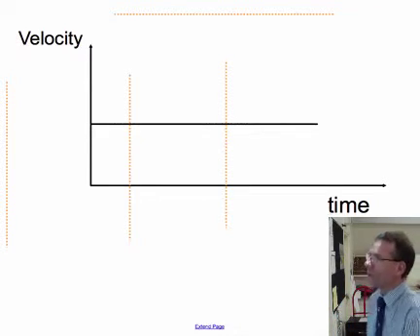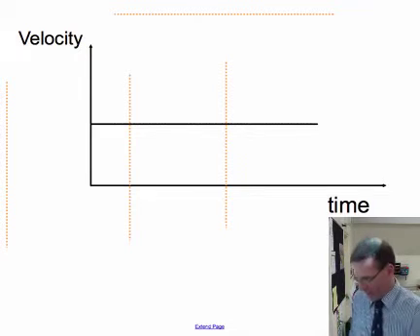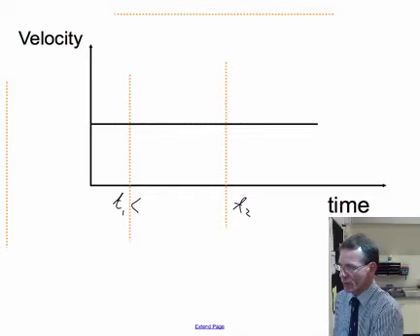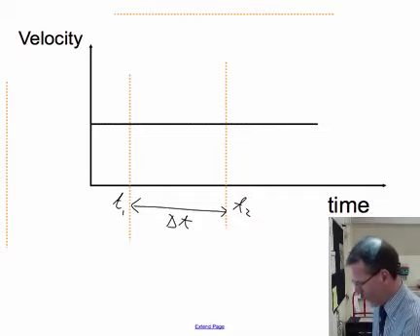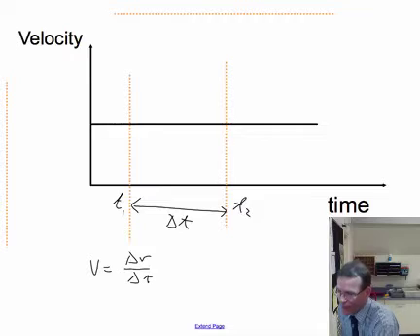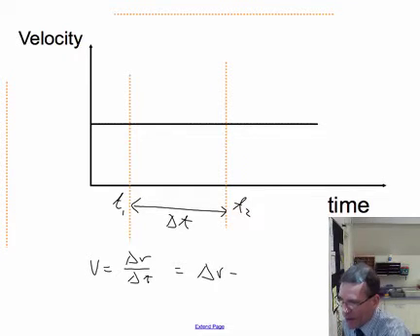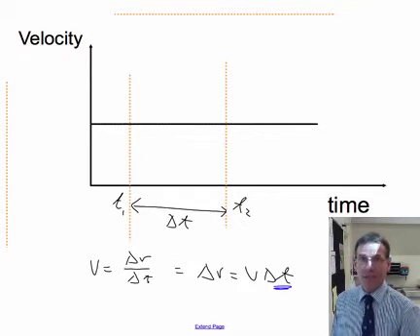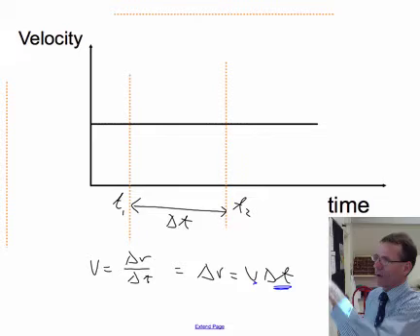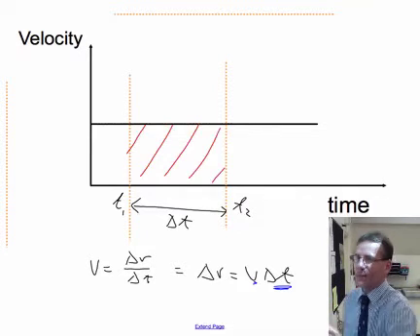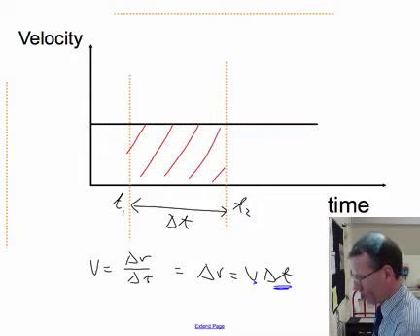If we want to try and work out what is the change in displacement between these two times, between, say, time 1 and time 2, so we're talking about delta t, that means the change in time. How far have we travelled? Well, if we think about our velocity formula, it's delta r over delta t, and therefore delta r is going to be v delta t. Now, have a look at that. Delta t is the base, and v is the height of this rectangle, and so really the change in displacement is simply the area underneath that rectangle.